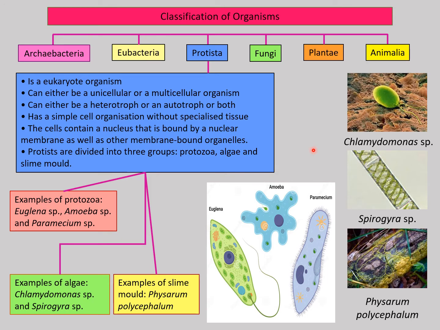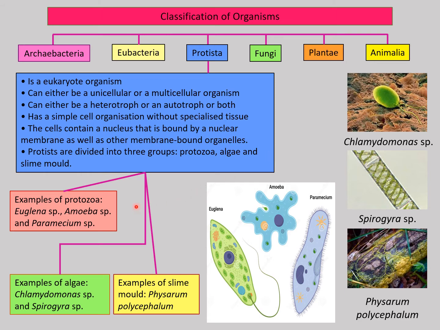Okay, now we look at Protista. Protista is a eukaryote organism. It can be either a unicellular or multicellular organism. It can be heterotroph or autotroph or both. It has a simple cell organization without specialized tissue. The cell contains a nucleus that is bound by a nuclear membrane as well as other membrane-bound organelles. Protists are divided into 3 groups: protozoa, algae, and slime molds.